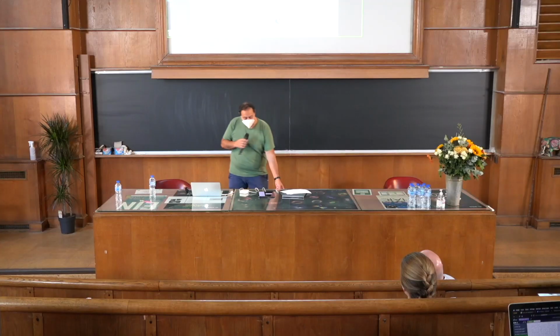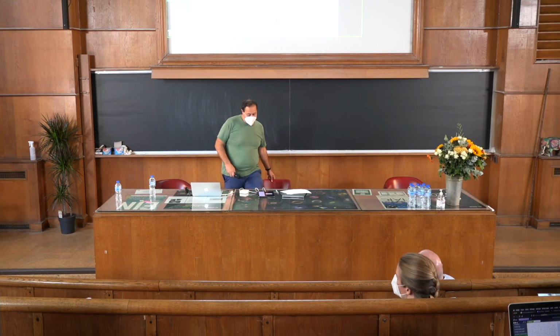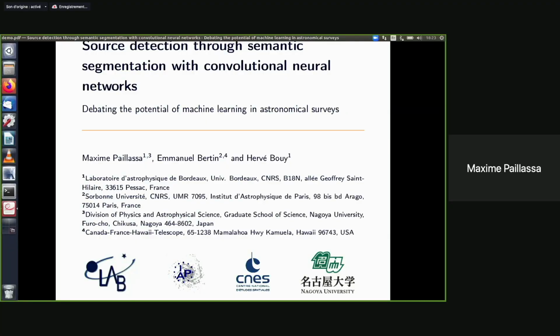Okay, thanks. So hello everyone, I am Maxime Paillassa, postdoctoral researcher at Nagoya University in Japan. And in this presentation, I will talk about source detection through semantic segmentation with convolutional neural network, which actually is not part of my postdoctoral project, but is a continuation of my PhD project that I did with Emmanuel Bertin and Hervé Bouy in the Laboratoire d'Astrophysique de Bordeaux.